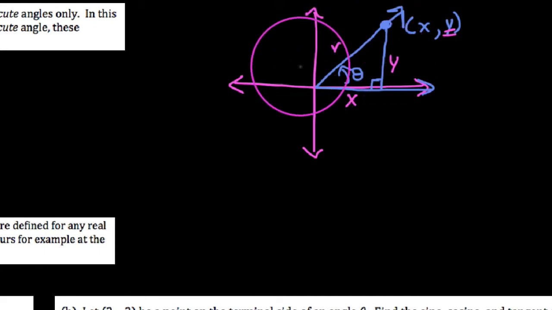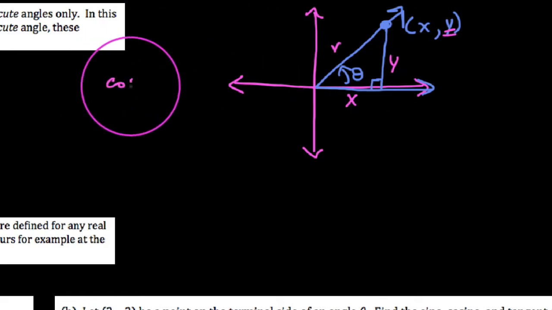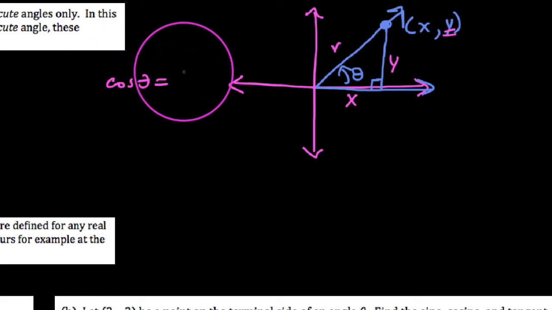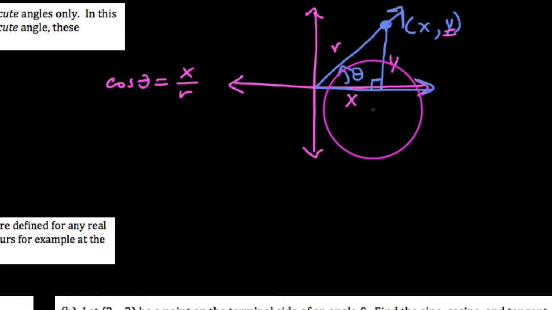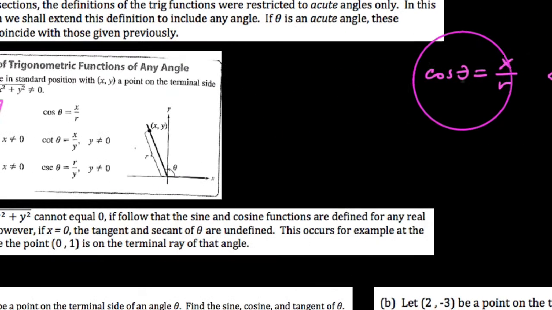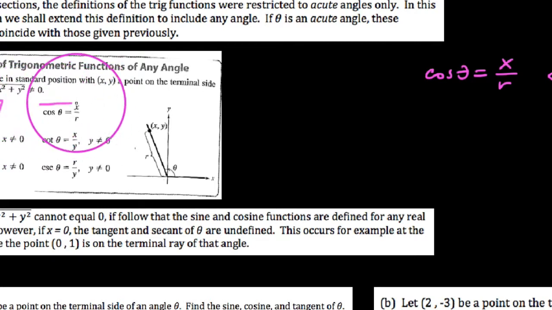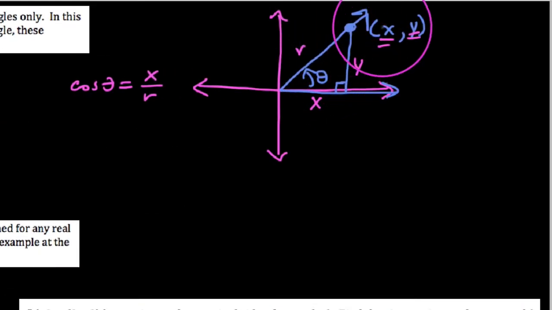If we wanted to find the cosine of this angle, recall that the cosine of theta is adjacent over hypotenuse, and in this case we get x over r. In other words, all we would need to know is the x value of this point. We could take that x value and divide by the length of the hypotenuse, and we would have the cosine value. So in our definition, the cosine of any angle drawn in standard position is equal to x over r, where x is the x value of this point on the terminal side, over the length of the hypotenuse.